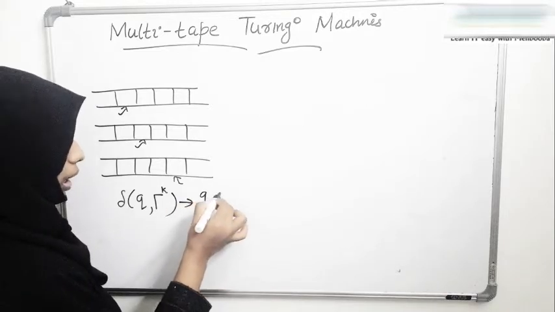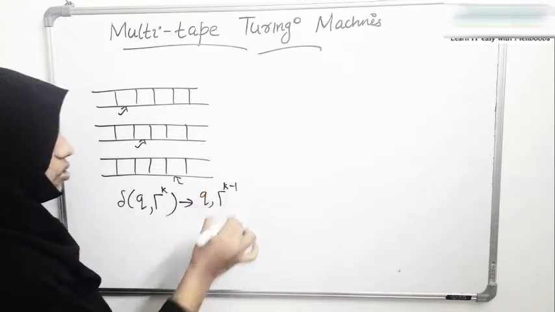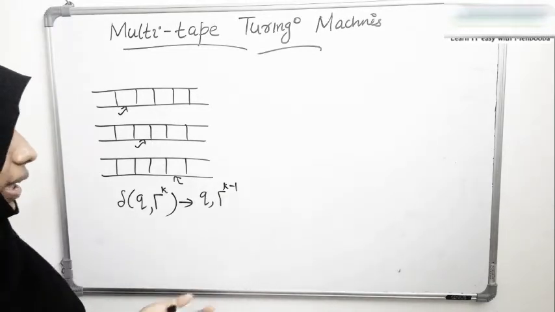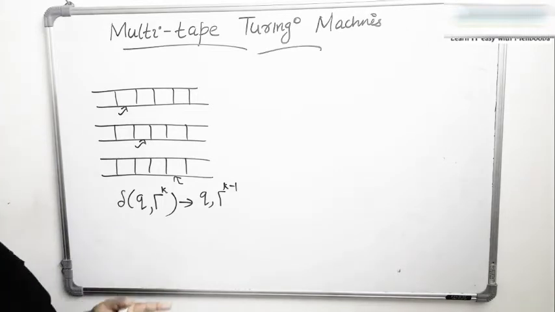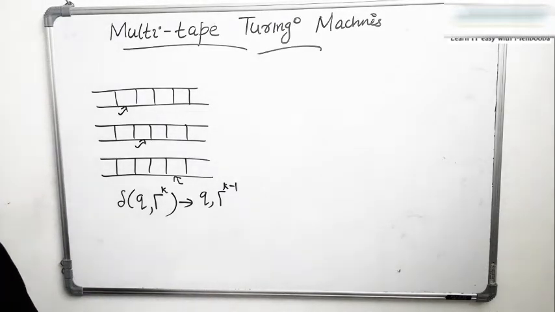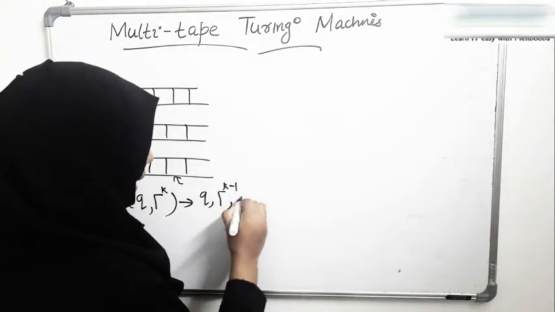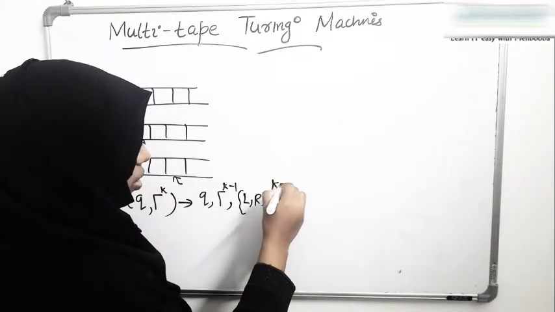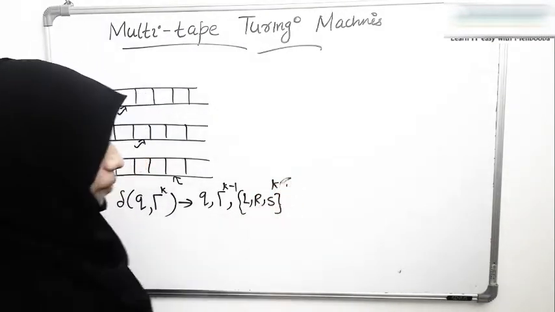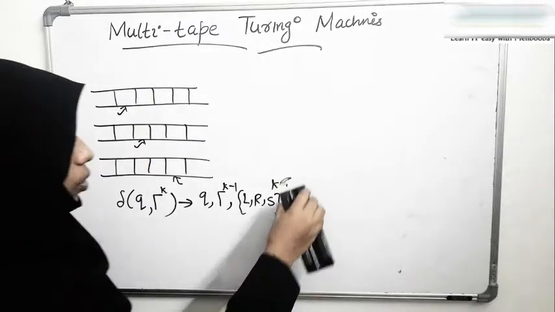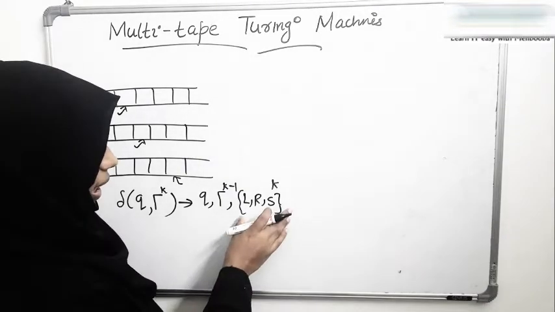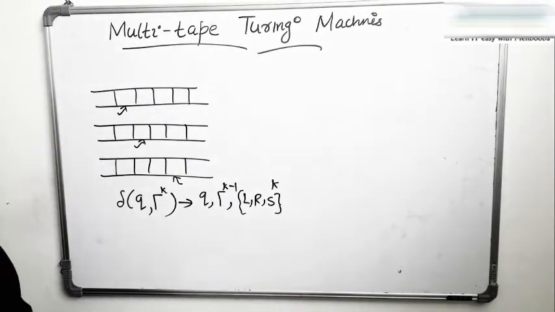Then k minus 1 tape symbols will be edited, because we can only read from the input tape; we can't write anything to it. So the remaining k minus 1 tape symbols can be edited. Then we have left, right or stationary movement for each of the k tapes. We can move left, right, or even stay stationary. So this is how the transition function is defined.